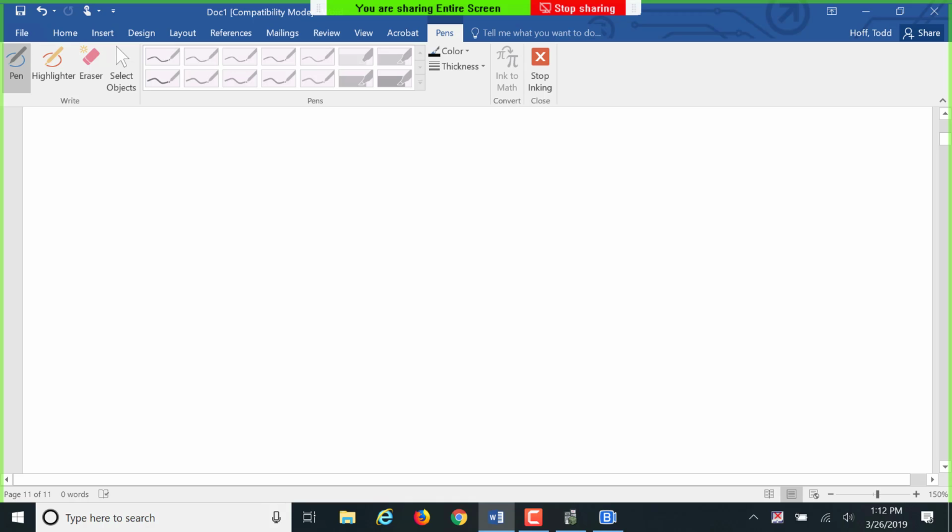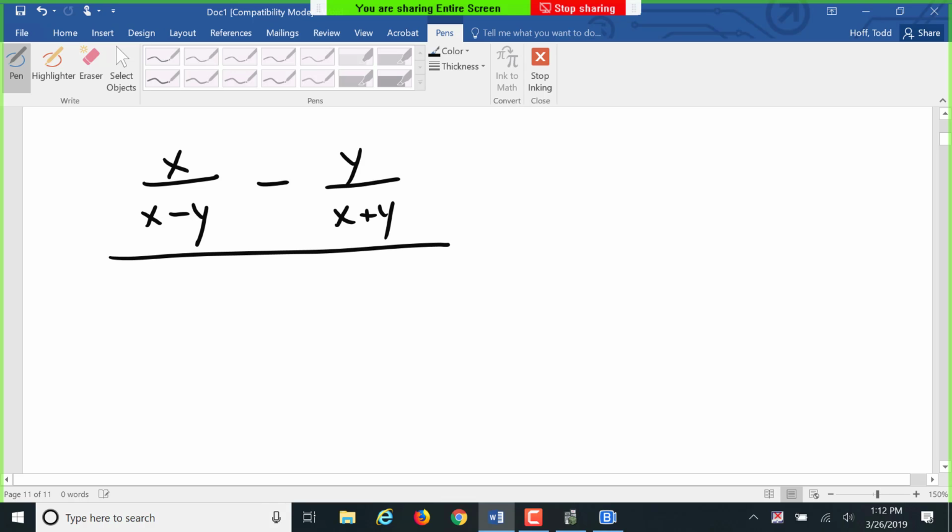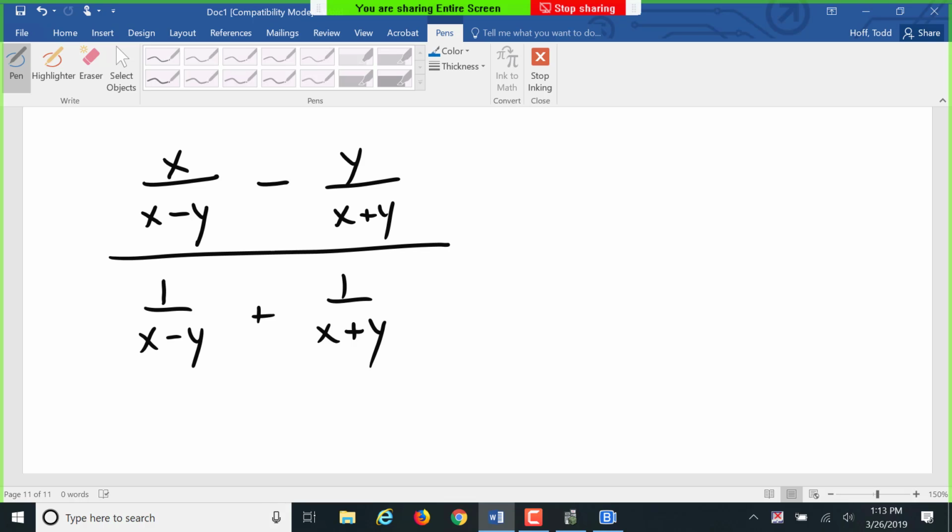Well, let's look at another one. Maybe slightly more fun. So x over x minus y, over x plus y, all over 1 over x minus y plus 1 over x plus y. This one looks really ugly, and I won't lie to you, it's not the prettiest problem we'll do this semester, but it isn't terrible.